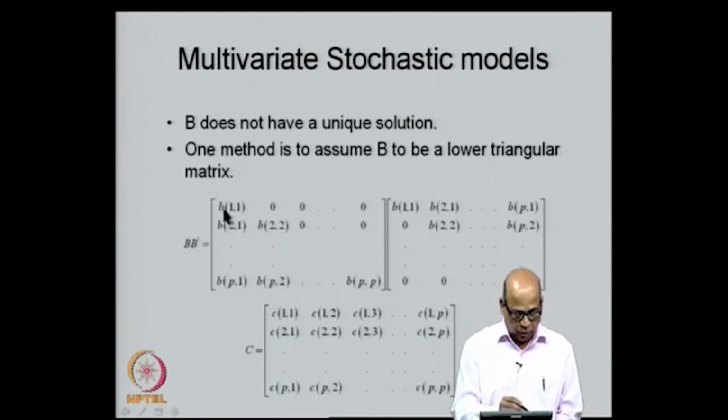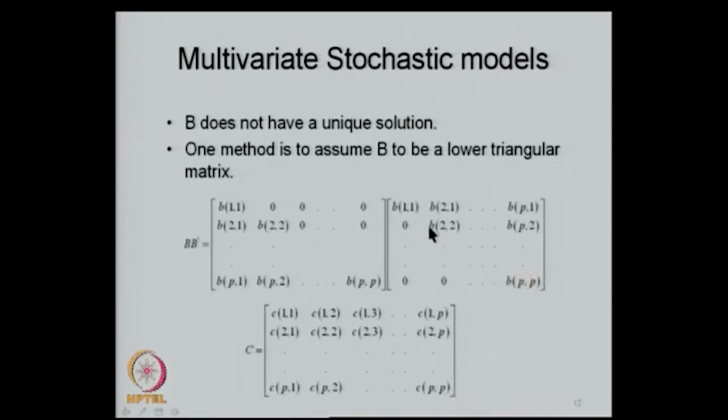So, if you assume B to be a lower triangular matrix, then B dash will become an upper triangular matrix, where only the elements above the principal diagonal will be non-zeros. Then you write B B dash as the matrix B multiplied by the matrix B dash. The matrix B is a p by p matrix, matrix B dash is also a p by p matrix, and therefore, C, which is equal to B B dash, is also a p by p matrix. Now, the elements of C, we write as C11, C12, etcetera, C1p, similarly Cp1, Cp2, etcetera, Cpp.